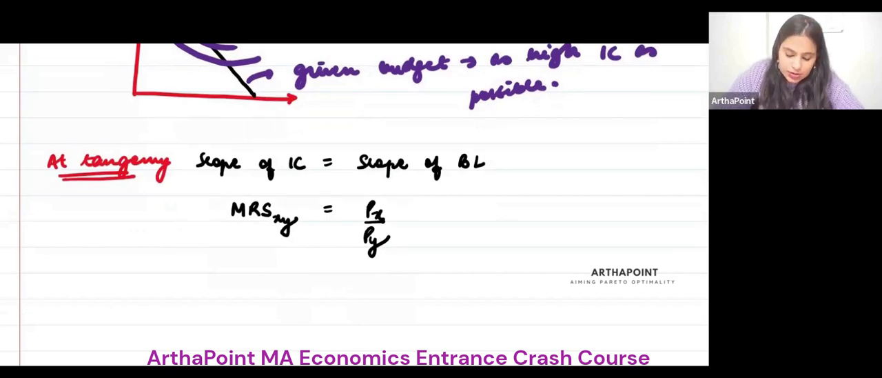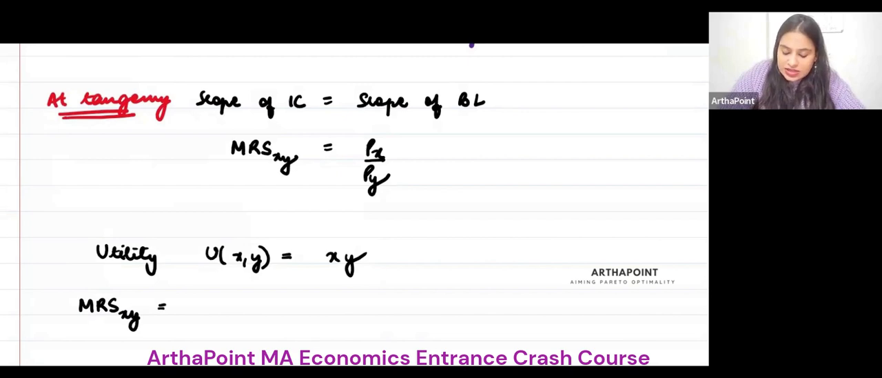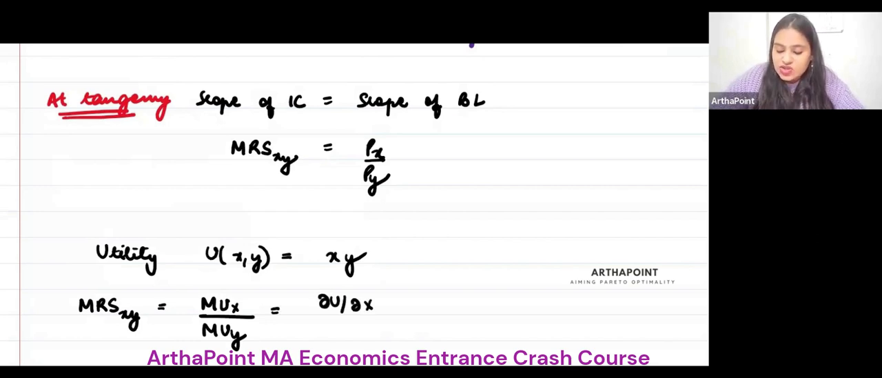Now let's talk about the utility function that we derived. So my utility function was X into Y. MRS is the slope of indifference curve, and this is defined as MUX by MUY. MUX is how your utility changes as X changes. MUY is how your utility changes as Y changes.